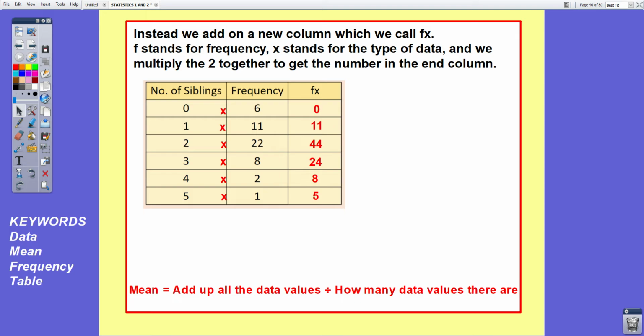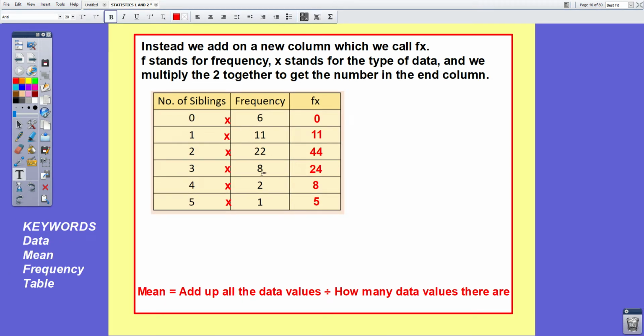We add up all the data values and we divide by how many data values there are. Well, the frequency tells us how many data values there are. I mean, there were 6 people with 0 siblings, 11 people with 1 sibling. So we add up this column, it will tell us how many data values there are. And 6 add 11, add 22, add 8, add 2, add 1 gives us a total of 50 people.